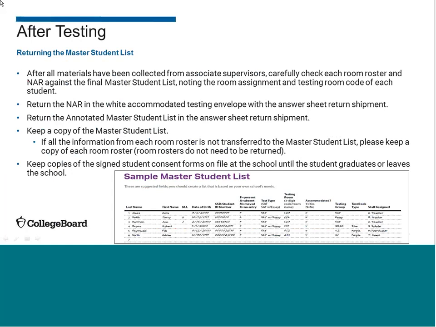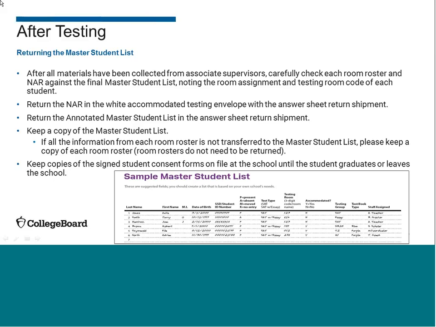You're going to want to check the room rosters, get the NAR, and check against the master student list, making sure that you are tracking all of the information. Basically, the master student list should help you identify students who were absent on test day, so you know who to request materials for, particularly for the SAT. But for PSAT, to make sure that you know which students are left yet to test with the materials that you have on hand. You're going to return copies of the student list and the NAR to College Board.